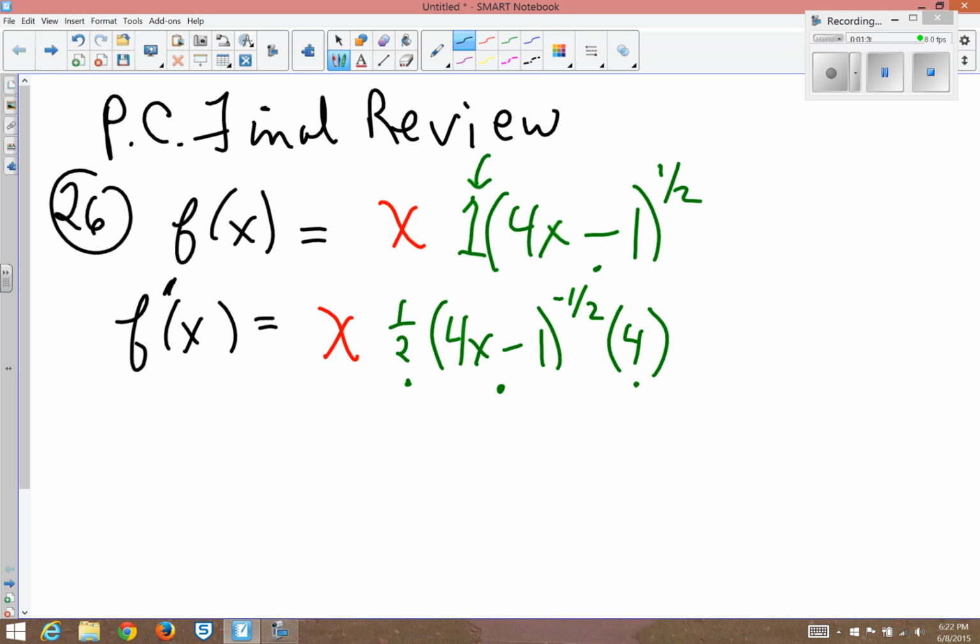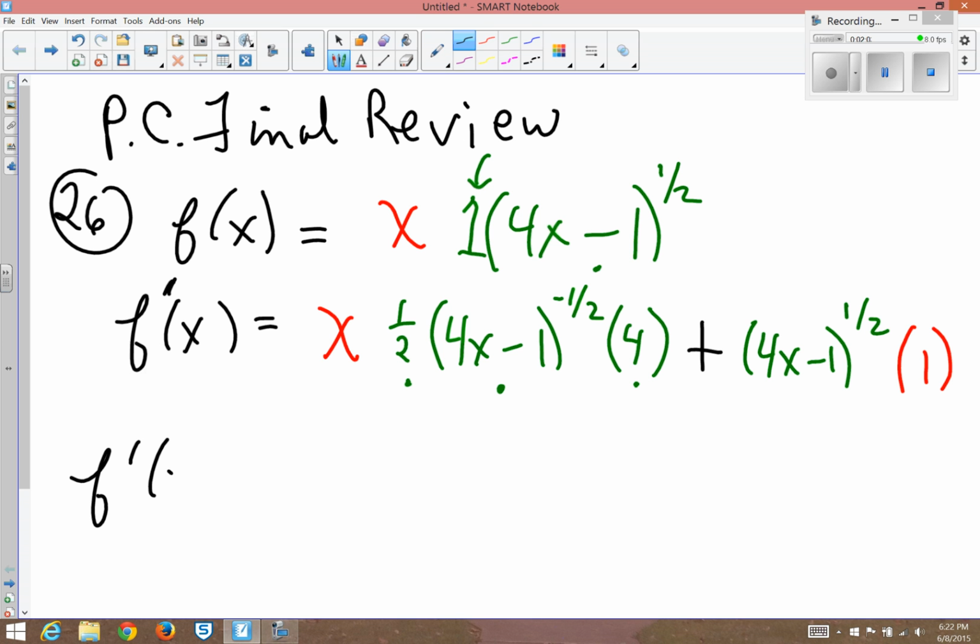Back to the product rule. The derivative of a product is the first times the derivative of the second plus the second, which is green, times the derivative of the first. The first is x. The derivative of 1x is 1. F prime of x equals, there's a 1/2 and there's a 4. 1/2 times 4 is 2. There's an x, bring that down.